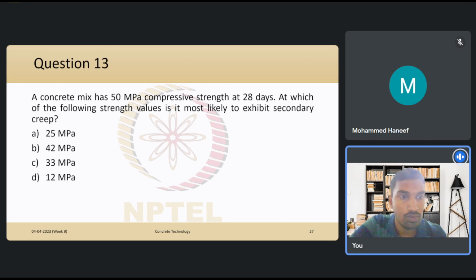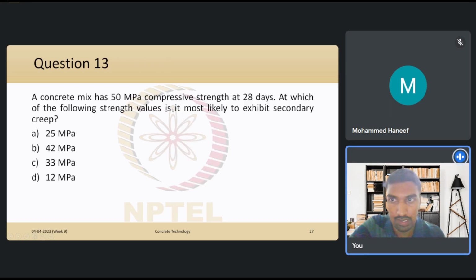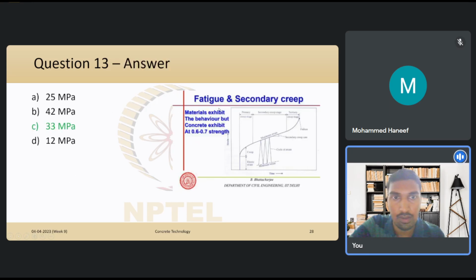Okay, we have one vote for option B, 42 MPa. But the right option is option C, 33 MPa. Right? So why? Because we are talking about secondary creep, right? And what is secondary creep?